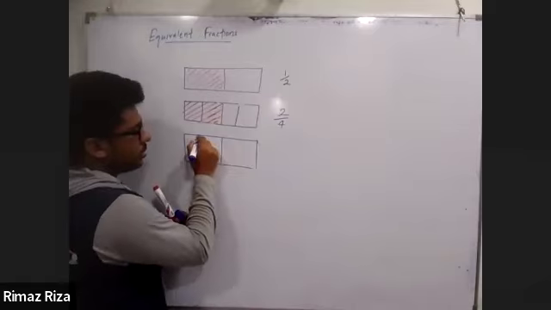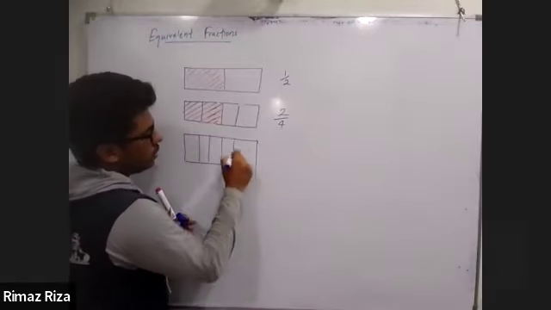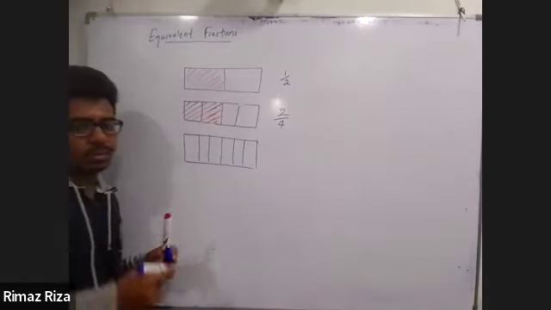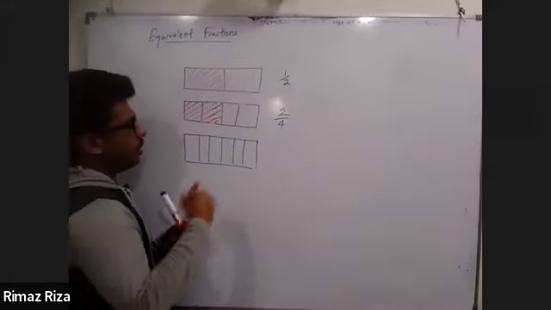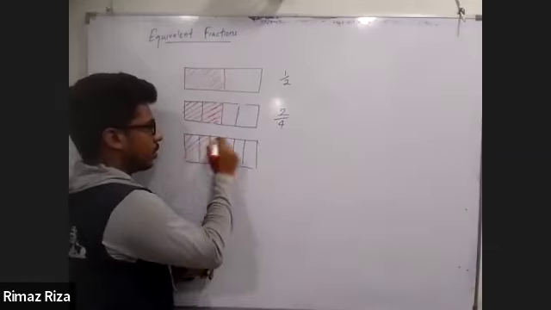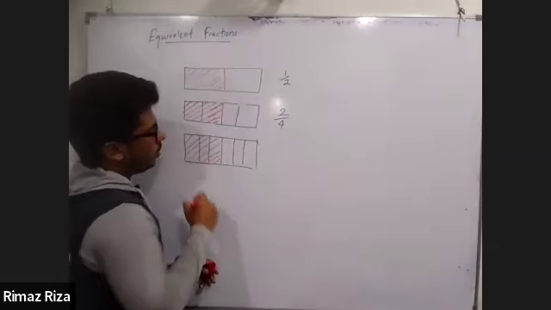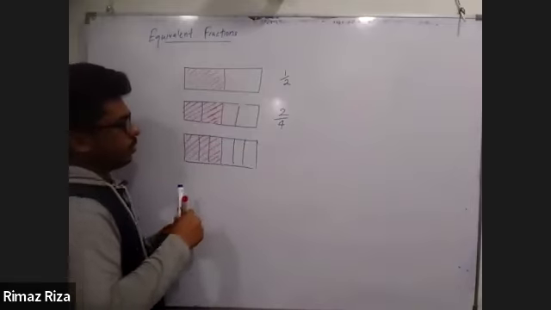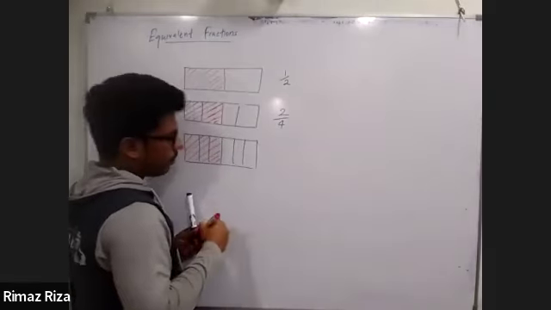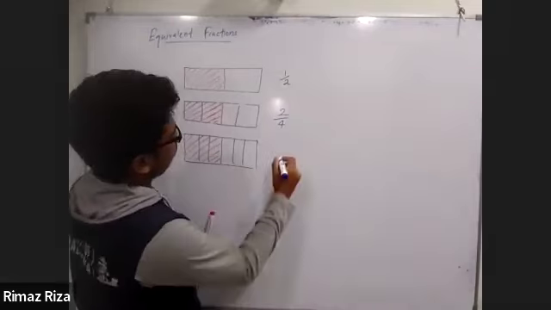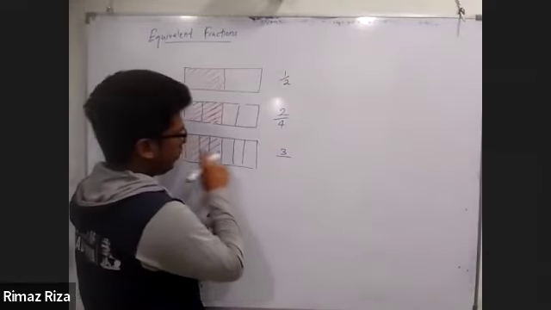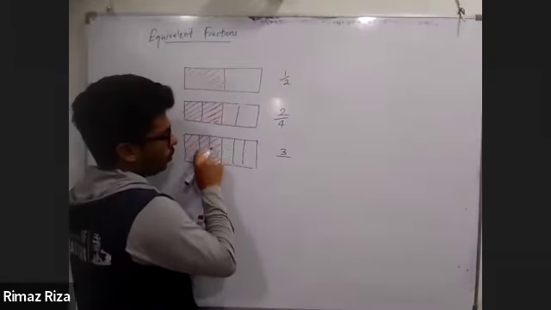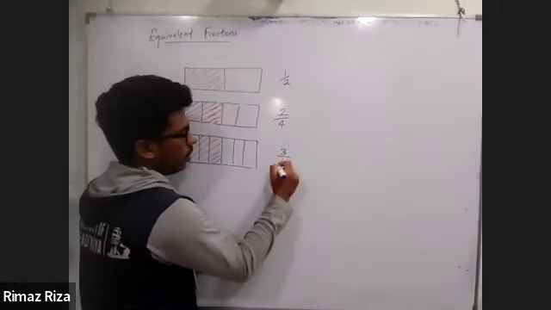So now she cuts this chocolate into 6 equal pieces and gives her sister 3. So this is actually 3 out of 6. 1, 2, 3 out of 1, 2, 3, 4, 5, 6. 3 out of 6.